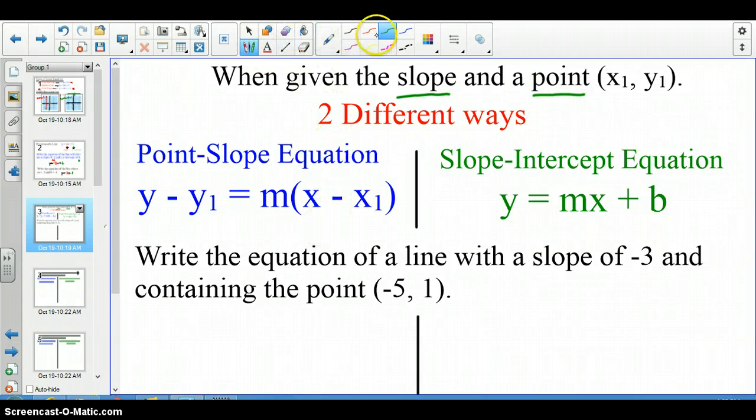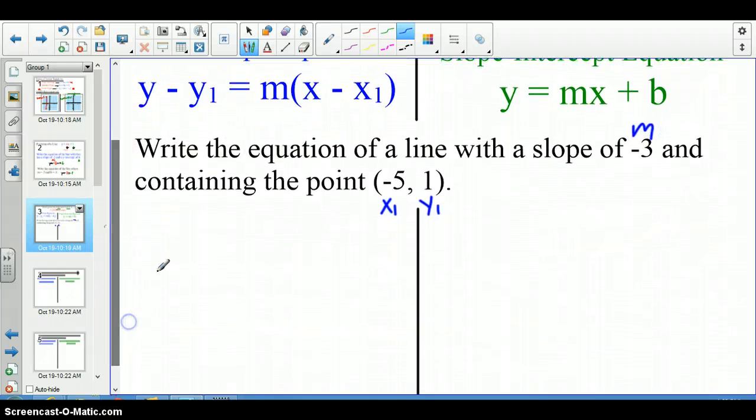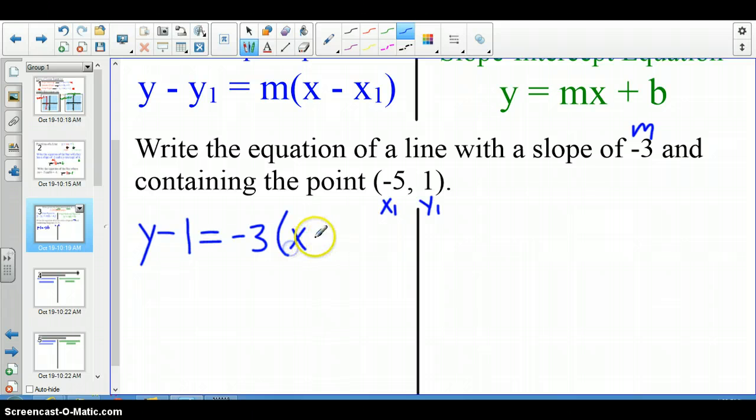Okay? The first way is point-slope equation. Y minus y1 equals m parentheses x minus x1. So that's the one I'm going to do first. So my ordered pair, -5, 1. So this is going to be my x1, this is my y1. And here is my slope, -3. Now what I'm going to do is plug those numbers in for x1, y1, and m. So y minus y1 is 1 equals -3 parentheses x minus x1 is -5.